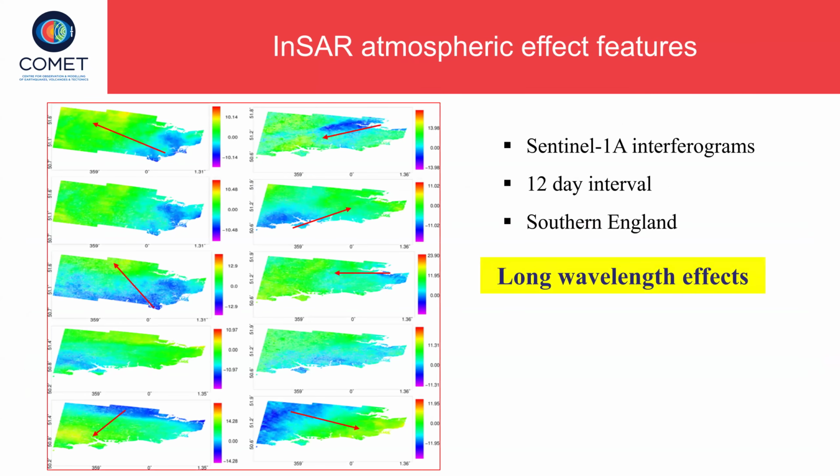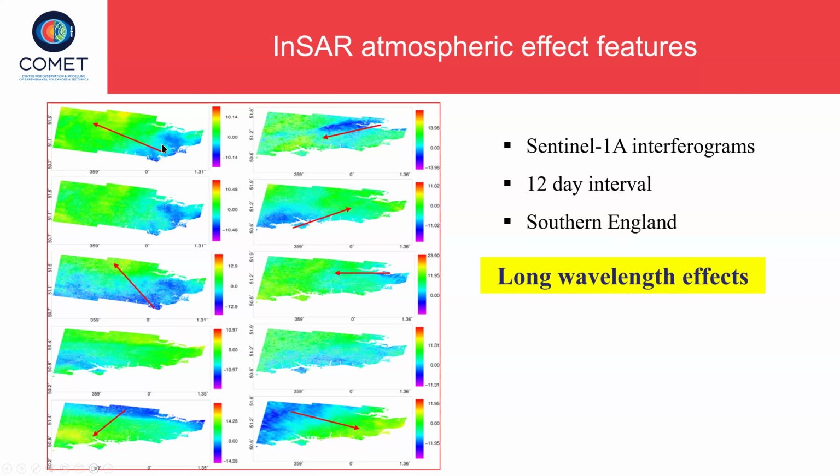Okay, so that's the theory of the atmospheric effect on InSAR. So what does it look like? How can we visualize the effect on InSAR interferograms? I will give you some very standard, popularly used examples showing the tropospheric error on InSAR interferograms. These are several interferograms in the UK, in the south of England, from Sentinel-1, with a 12-day interval.